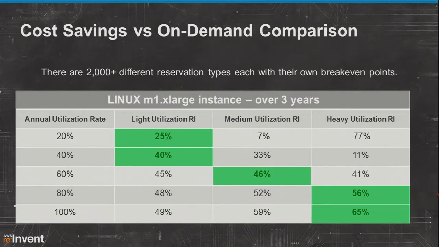I'm going to save about 25% in that scenario. And if you follow that down the column, if I'm using an instance 100% of the time, and I have a light RI purchased, I'm going to save about 49%. So not too bad. If you move over a column, let's look at mediums. So with a medium RI, if you use it 20% of the time, you're actually going to lose money. It's going to cost you 7% more for that instance if you have a medium RI.